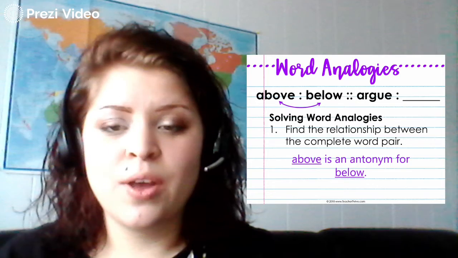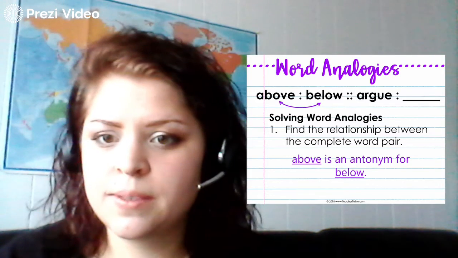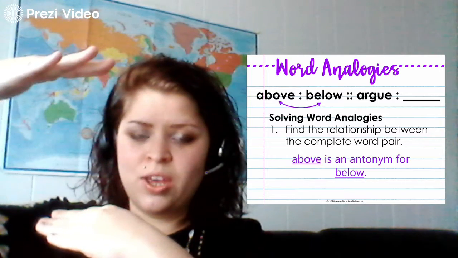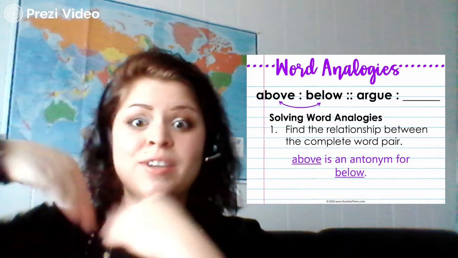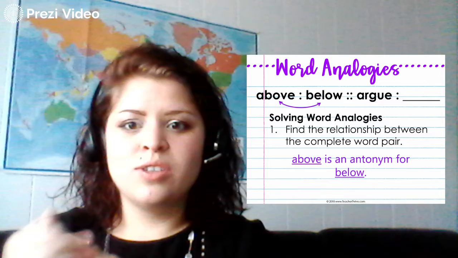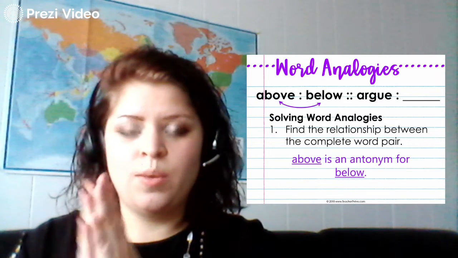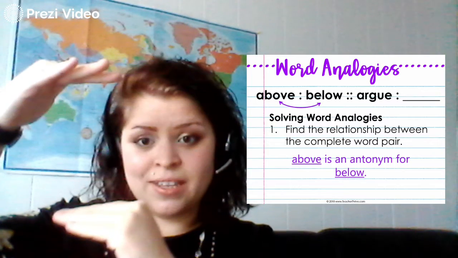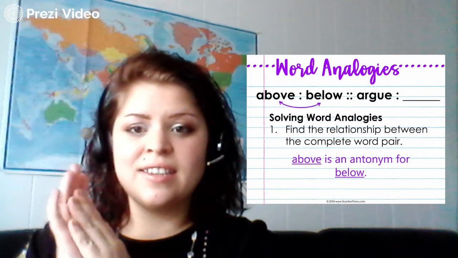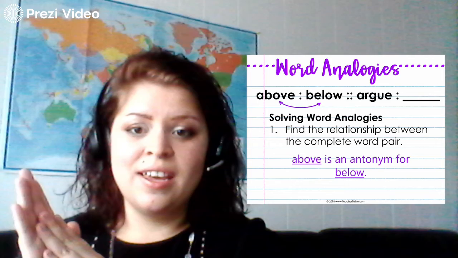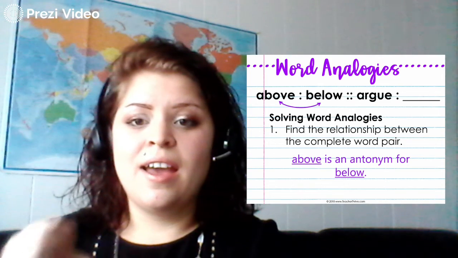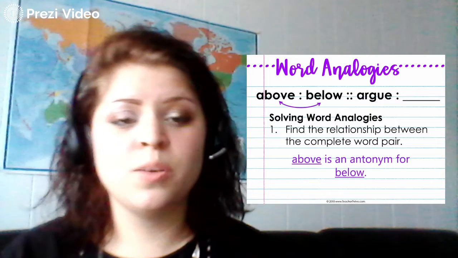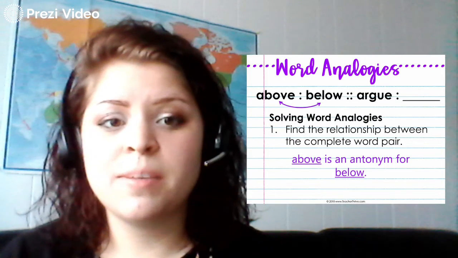Above and below, are they synonyms or antonyms? Above, below, they're antonyms. So this one is not done for us. What can we fill in the blank with? We know because above and below are opposites, they're antonyms, the next set in the analogy is going to be an antonym. That's the relationship that the two words are going to have. They're going to be opposites.